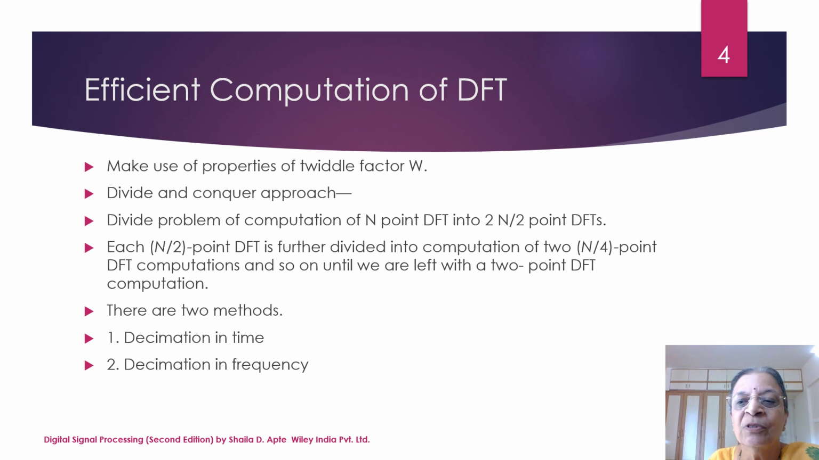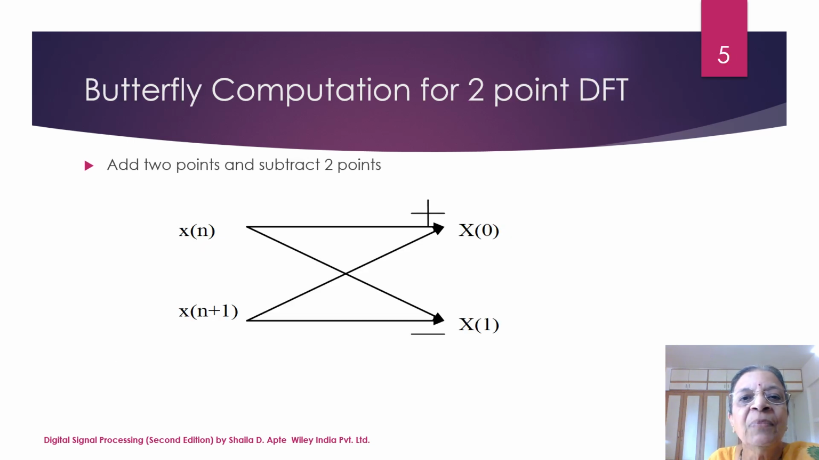There are two methods that are used under this divide and conquer approach. One is called decimation in time, and the second one is decimation in frequency. So let us see how these algorithms are designed. We also make use of butterfly computation for the 2-point DFT computations, because for 2-point DFT computations we just have to add the two components and subtract the two components. Because of the nature of this particular graph, it is called butterfly computation.